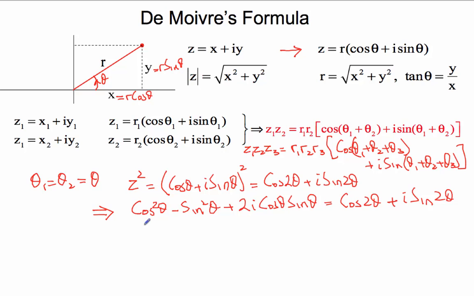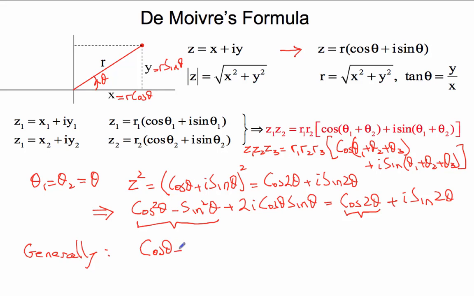Now that's quite remarkable because cosine squared theta minus sine squared theta, that's of course cosine 2 theta. So equating the real parts, we get that cosine 2 theta is this. If we equate the imaginary part, then we get sine 2 theta equals 2 cosine theta sine theta. And so this is a way of deriving this trigonometric identity. But now more generally, we have the following.